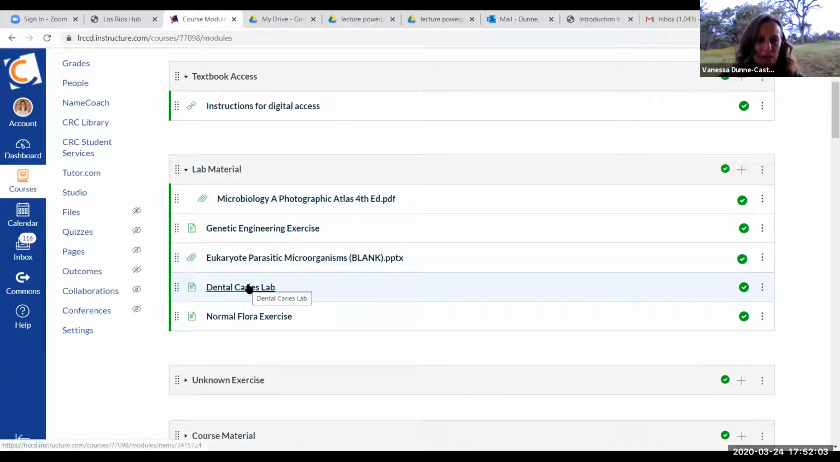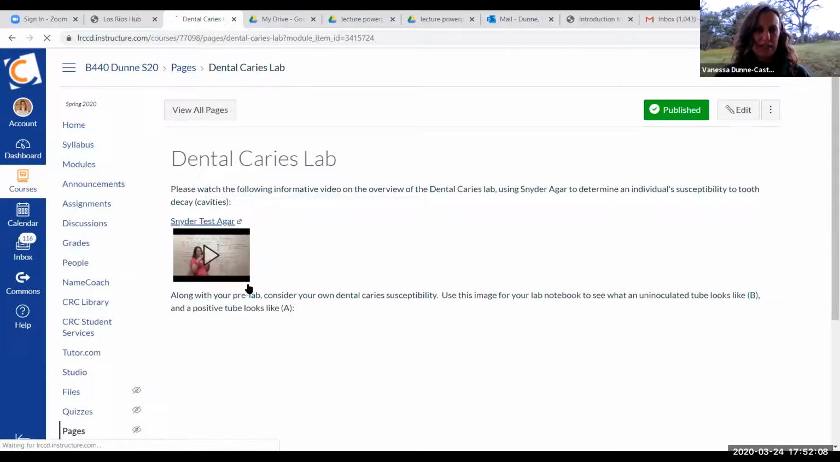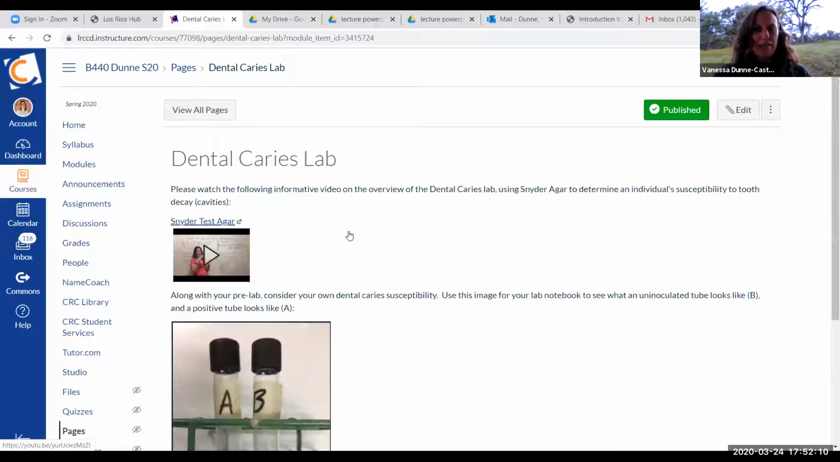But I just want to show you this dental caries lab and the normal flora exercise that I've just posted yesterday and today. This dental caries lab is a pretty straightforward one. You were asked to do this pre-lab that was due today. That's really just based on your own dental hygiene. I'm going to use that pre-lab and the thought questions in there for you to figure out what you would have expected to see, or make a prediction, based on your personal dental caries susceptibility, like your history of cavities and your oral hygiene.